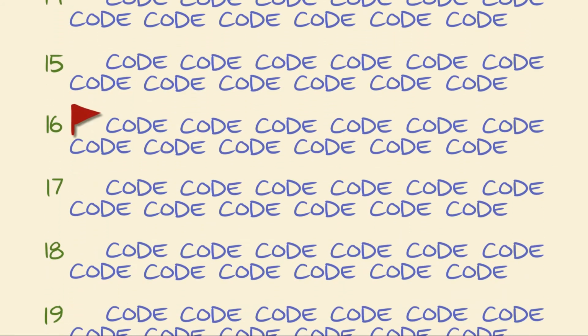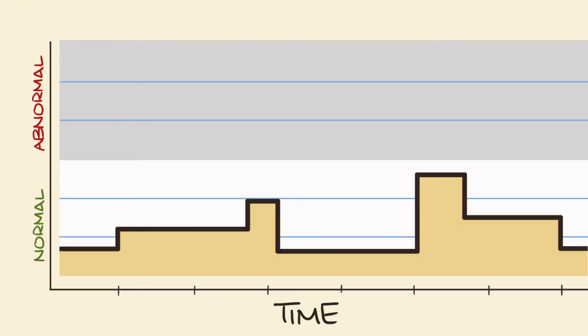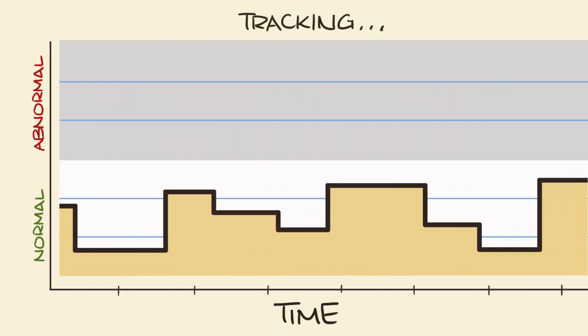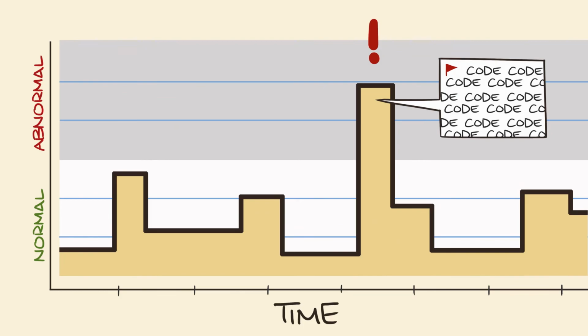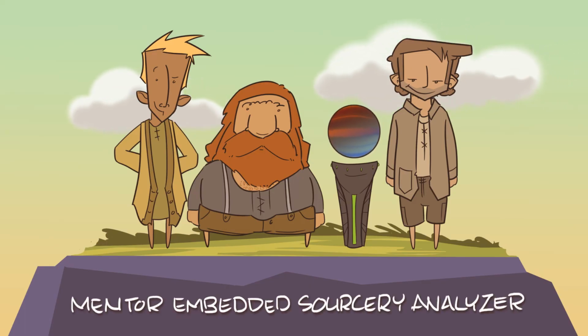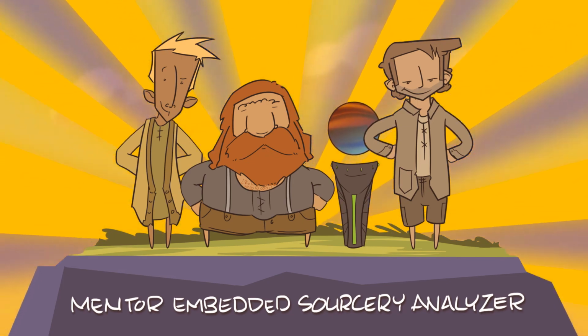Just point out the important parts of your application, and it keeps track of what's happening the whole time your app's running. So when something does go wrong, you can just go back in time and see what happened. Mentor Embedded Sourcery Analyzer gives you and your team the power of the code wizards.